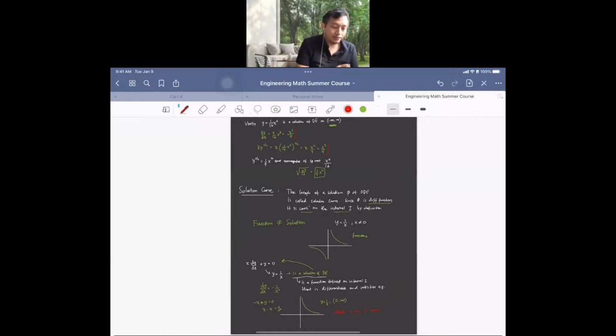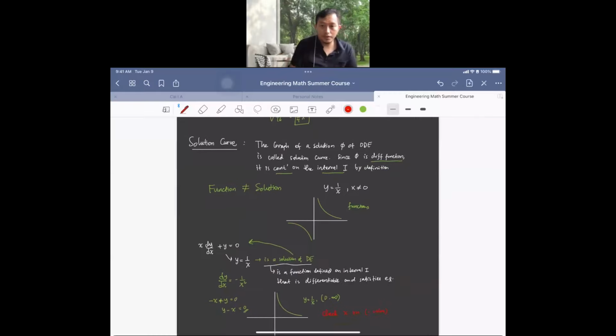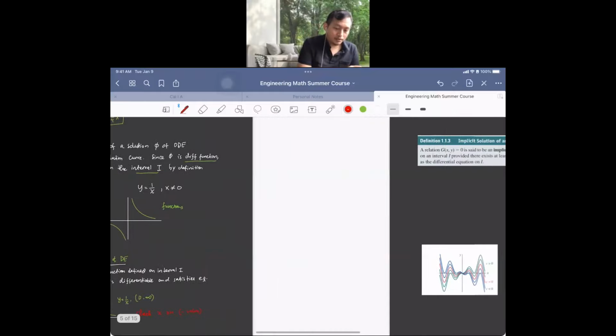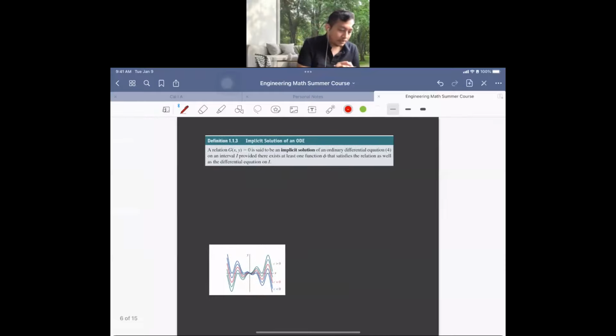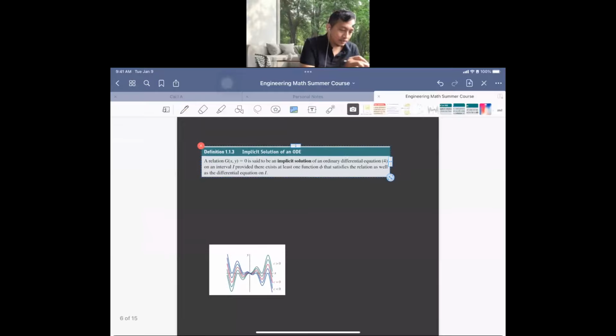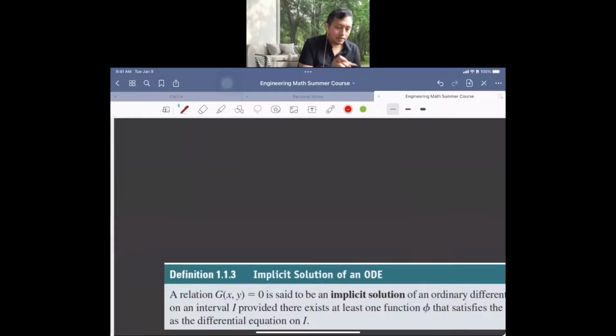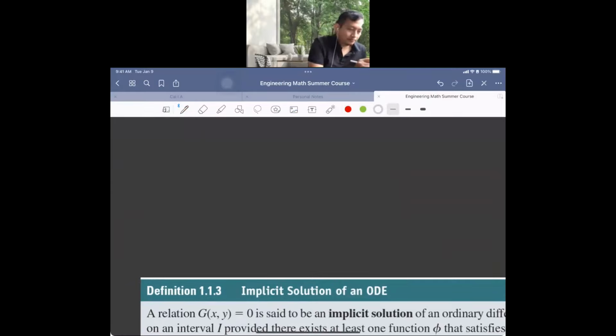All right. Now, the solution itself. Typically, there are two types. We can say the solution is explicit or implicit. Let me just give you the definition here. Let me just give you explicit and implicit solutions.